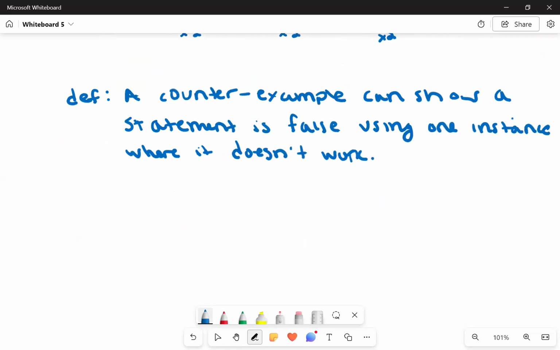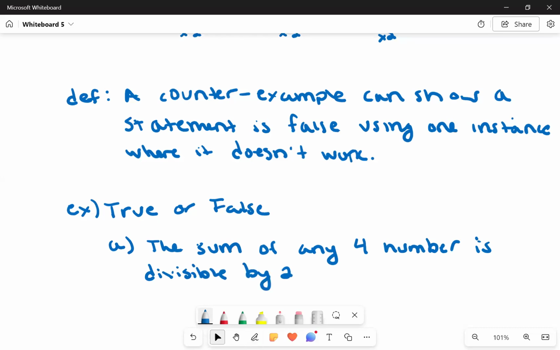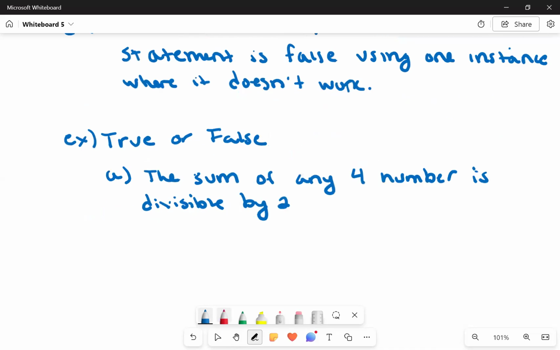So let me give you an example of where we might use something like this. Let's say we want to say whether something is true or false. This is a great place to use counterexamples. We'll do two examples here. Let's say the sum of any four numbers is divisible by 2. Let's see if we can find a counterexample. What we're saying is that if we add 4 numbers up, it's going to come out to an even number. That's how you know it's divisible by 2.